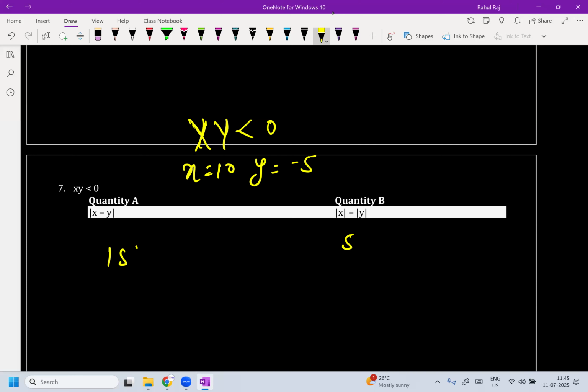Oh no, sorry. Quantity A is greater than quantity B for both the values. So you'll have to take 4, 5 values and check.